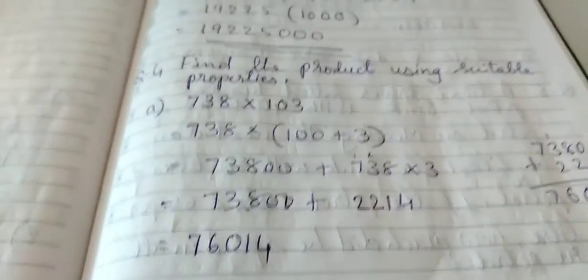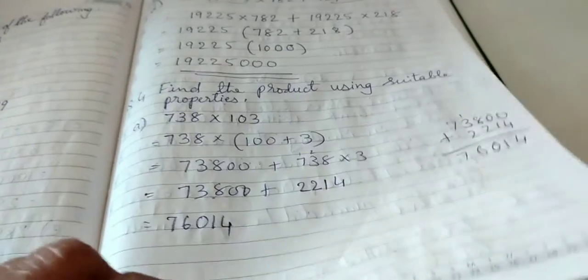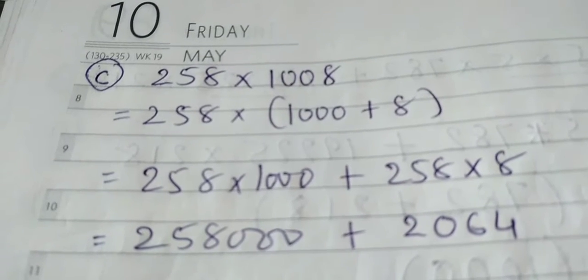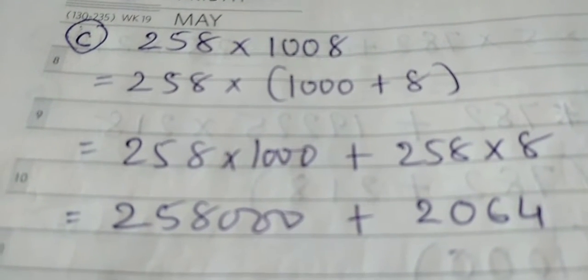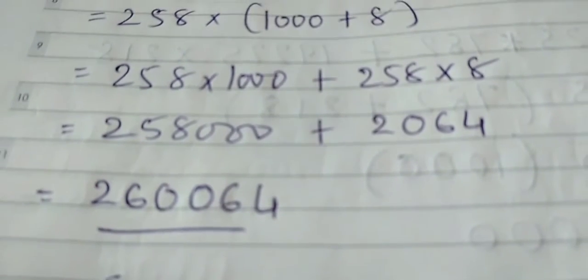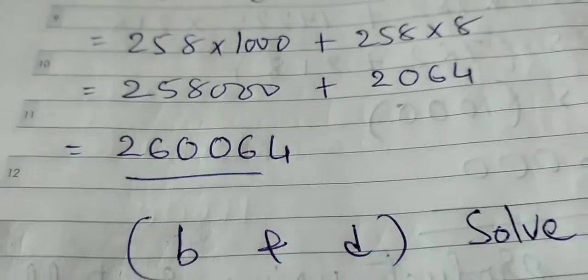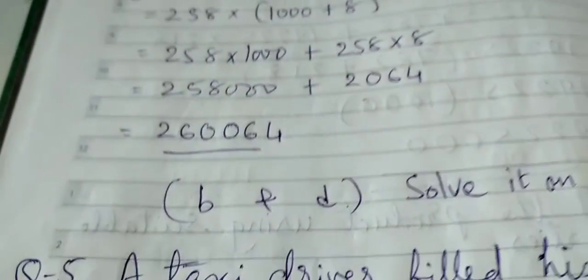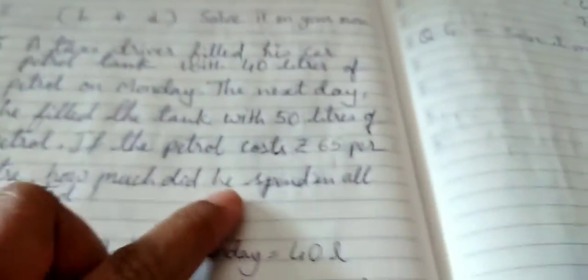So you can do the multiplication of two bigger numbers, 3-digit numbers, using a suitable property. Here also, in the same way, we are using distributivity. 1008 we are splitting into 1000 plus 8. 1000 is multiplied with 258, and 258 is also multiplied with 8. Find out both the products, and then you add them and you get the final answer 2,60,064. Similarly, you have to solve B and D, that is your self practice.